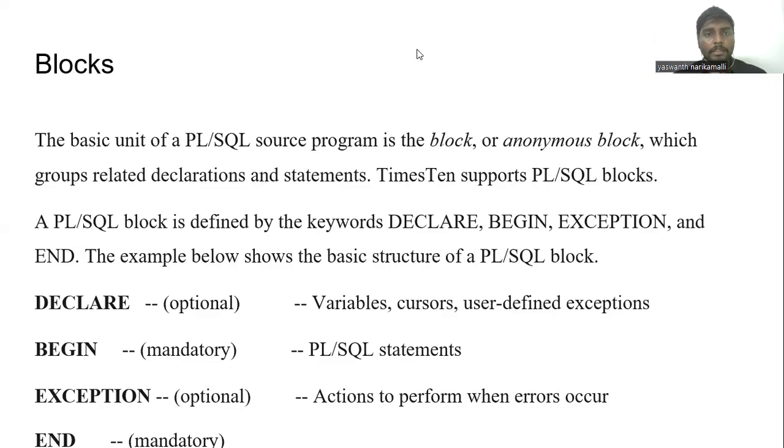The next keyword is begin. Declare is a keyword which is used to declare variables, cursors, triggers, user-defined exceptions. All these things will be declared in this declare block. Next, begin. This is a keyword which is used to start the executable code, or the business logic, you can call all these things. After begin only we will start the real calculations of the code or the real purpose of the code.